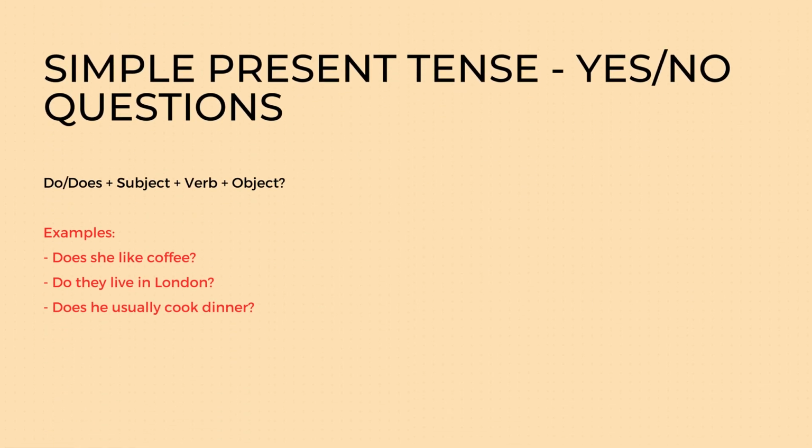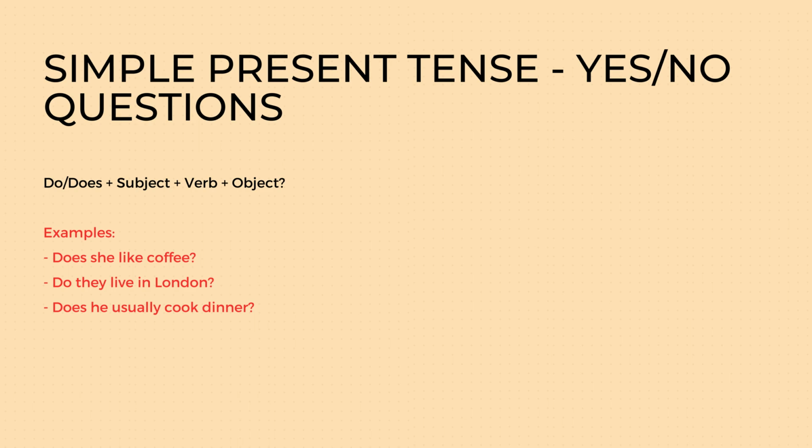To form yes/no questions in the simple present tense, we use the structure do/does plus subject plus verb plus object. For example, does she like coffee? In this question, does is the auxiliary verb, she is the subject, like is the main verb, and coffee is the object. Another example is, do they live in London?